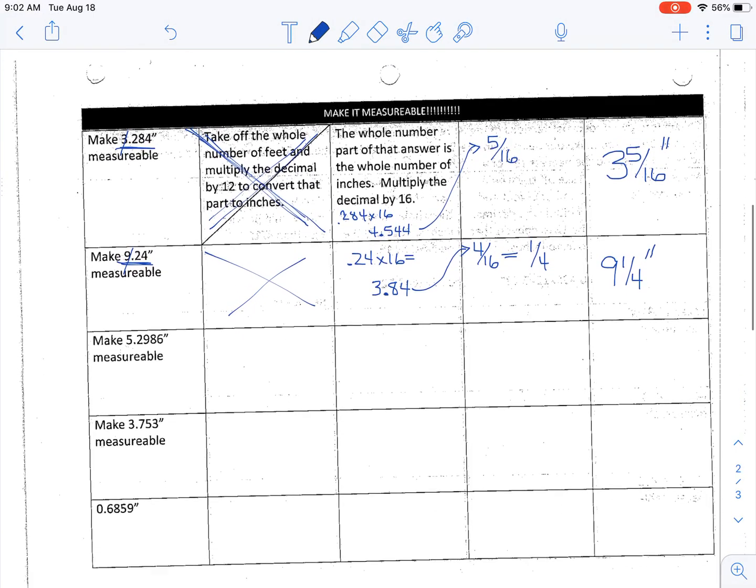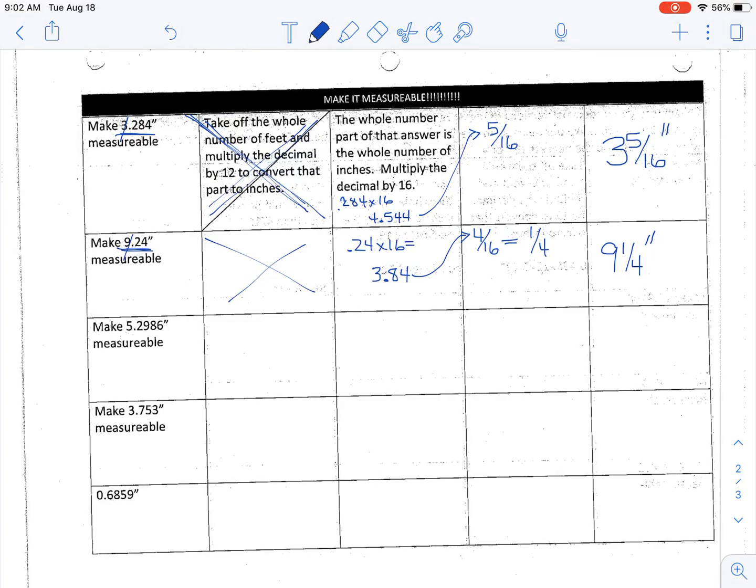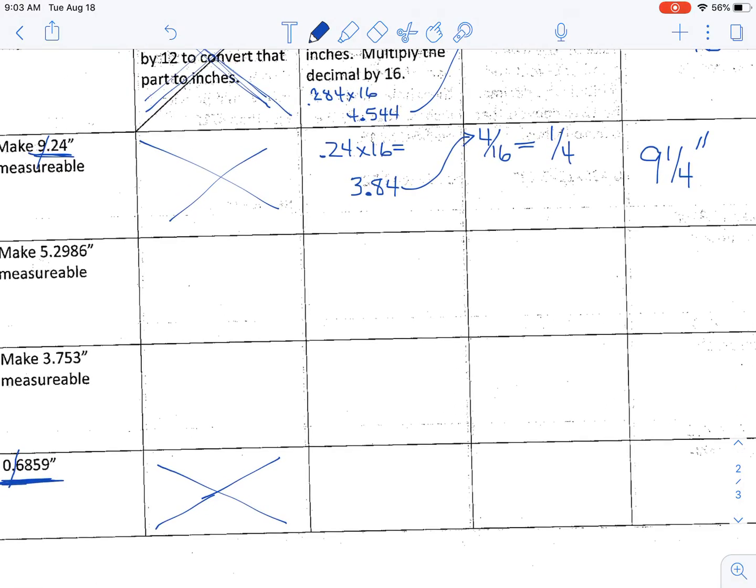All right. I don't want the video to be getting too long, so I'm going to jump down to the bottom here. We have just this decimal inch. So that means that we don't do the multiplying by 12 because we're not in feet. When we go to chop off a whole number, we don't actually have a whole number to chop off, but we still need to take that decimal, 0.6859, and multiply it by 16.